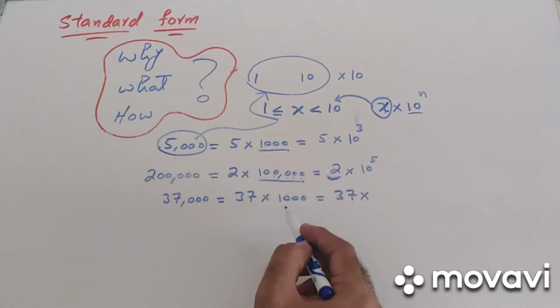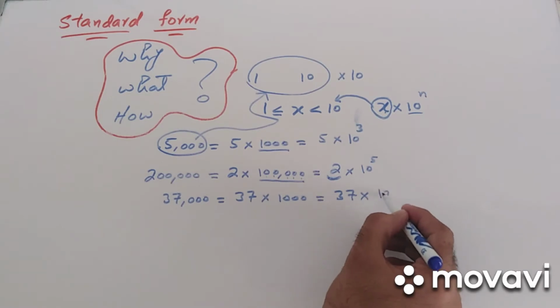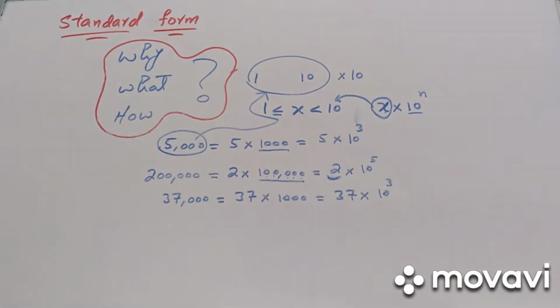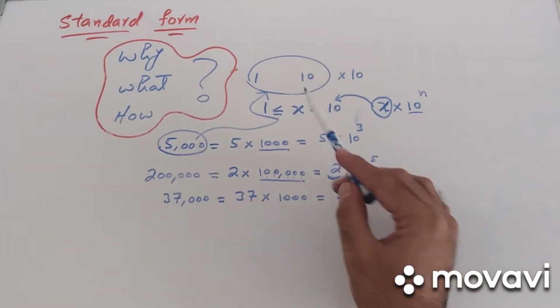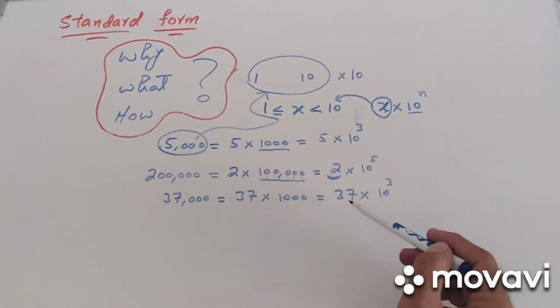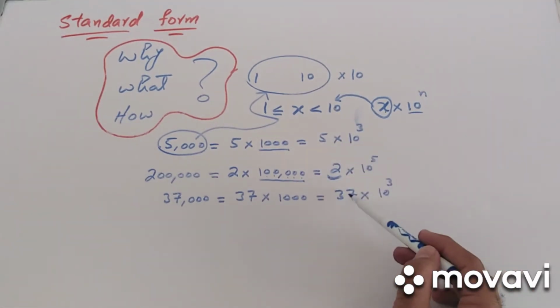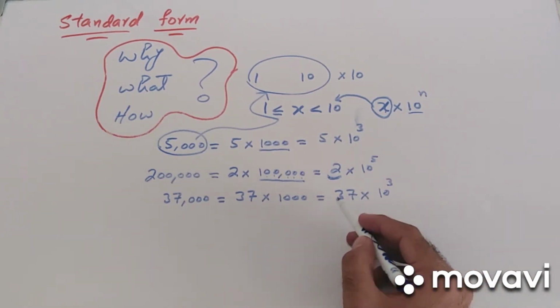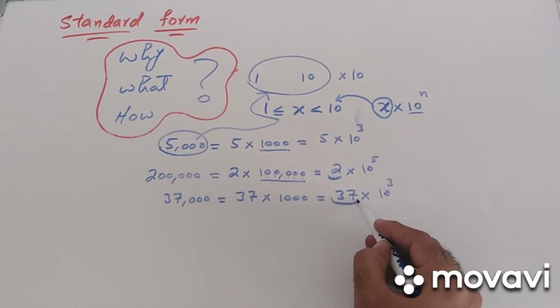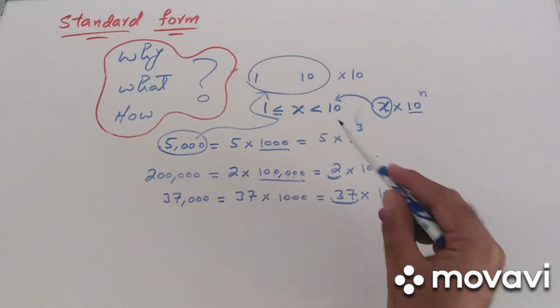37 times 1,000 means 10 raised to the power 3. If you compare this, 37 is not between 1 and 10, because that's more than 10. So this is not the standard form yet. You have to change this number, you have to make it smaller, further smaller than 10.